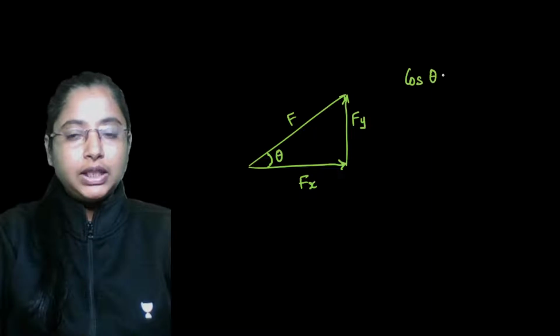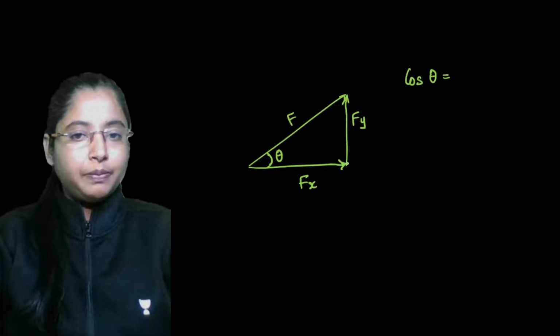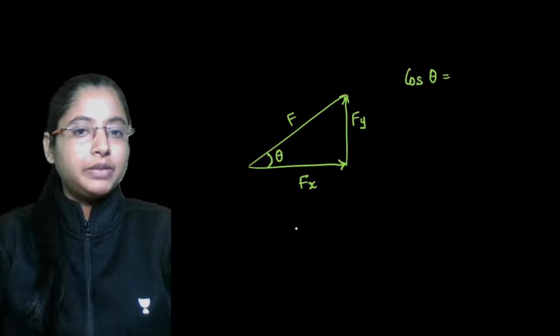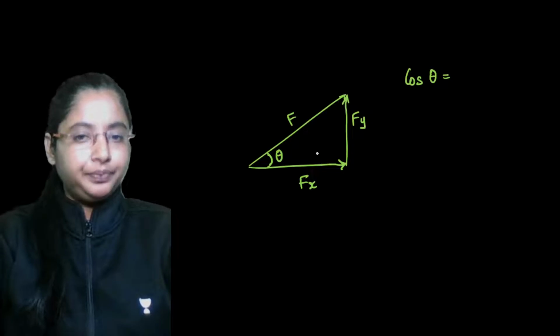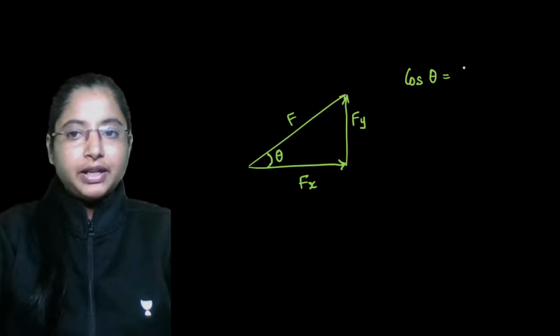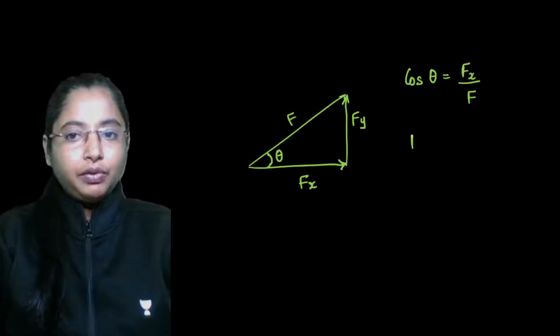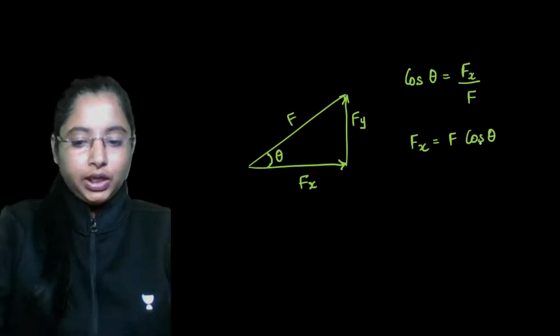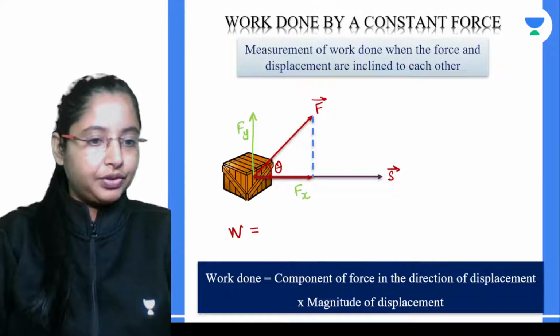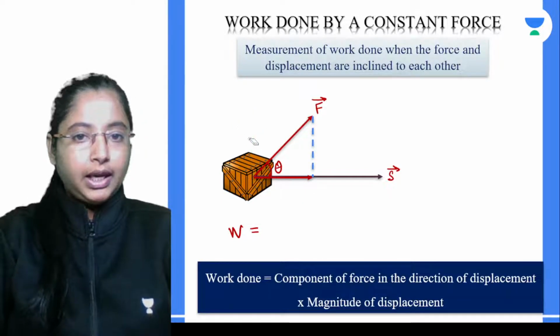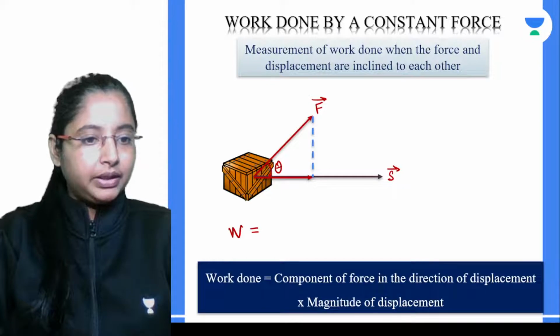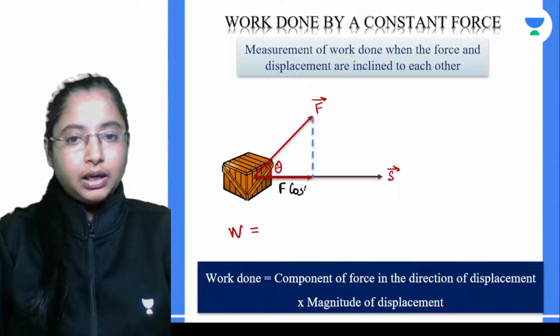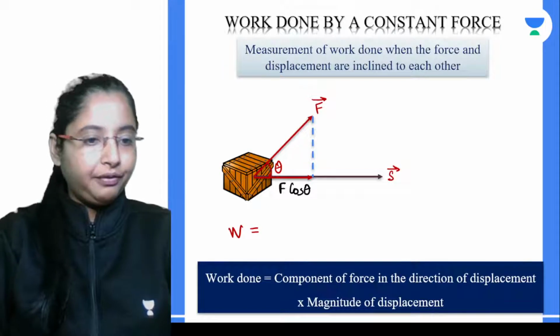Now to find this vector, we can make use of trigonometry. So we take cos theta. Cos theta is nothing but base by hypotenuse, or in other words adjacent side by hypotenuse, right? Adjacent side we have Fx over here divided by hypotenuse, this side, F. So from here we find that Fx is nothing but F cos theta. So the component that is in the direction of the displacement vector is nothing but F cos theta.